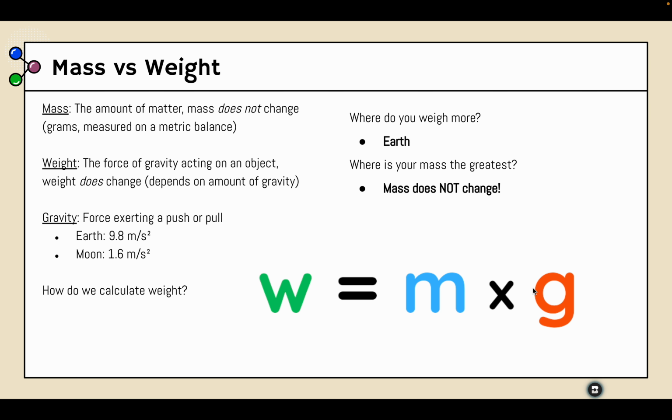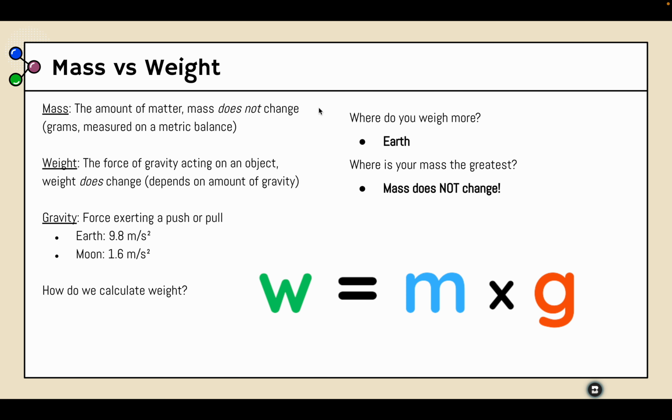So how do we calculate weight? This is how you would calculate it if I ever asked you, okay? In terms of gravity, on Earth, the acceleration value for gravity is 9.8 meters per second squared. Remember, gravity is a force that exerts some kind of a push or pull. In other words, you and I, we're constantly being pulled towards the center of the Earth at a rate of 9.8 meters per second squared. On the moon, it's 1.6 meters per second squared.